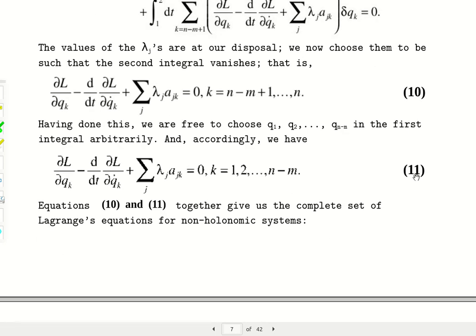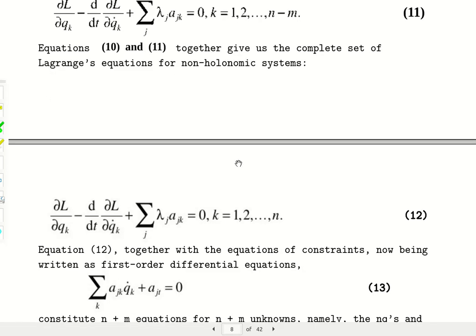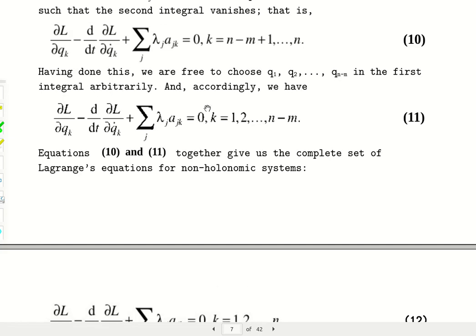So equation number 11 can be solved for the generalized coordinates q1 to q(n minus m) terms. Okay, so the generalized coordinates are reduced by an amount of m. Together we can sum up these two equations to form a single equation where k runs from 1 to n.